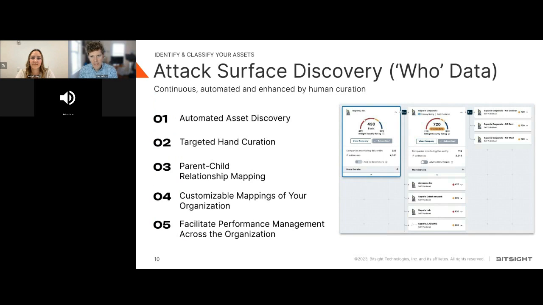So, drilling in on the who data and why it's important. This is a multi-step process that you get the benefit of, and it starts with automated asset discovery. So when we're going to create these ratings, or collect this attack surface management information, we start by running an automated process to discover all of the domains and IP addresses that we think belong to an organization.